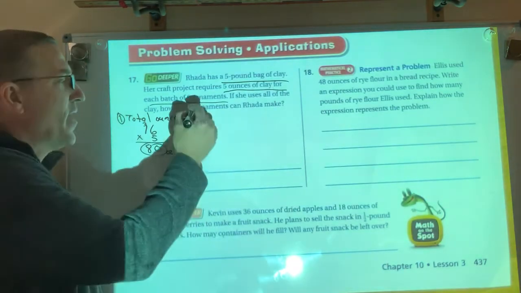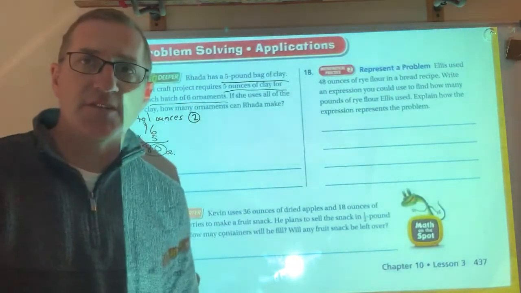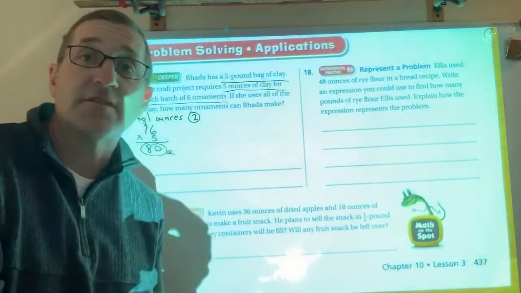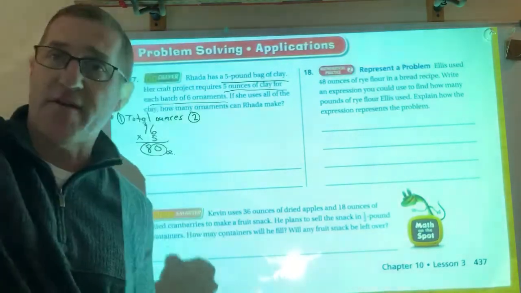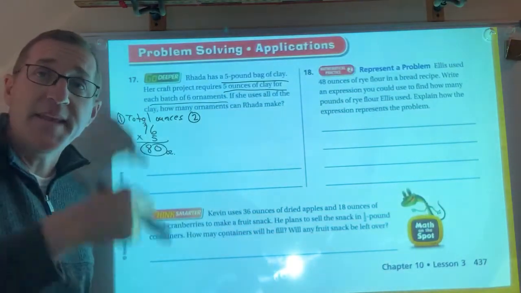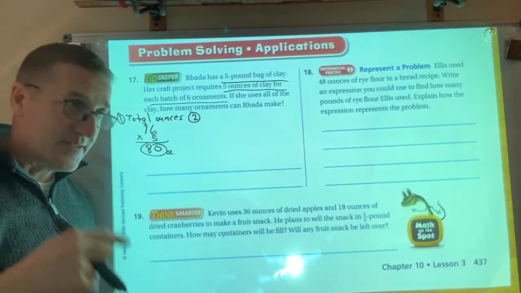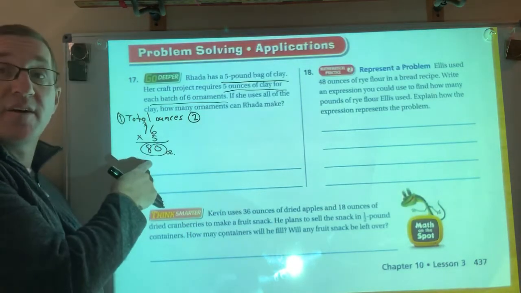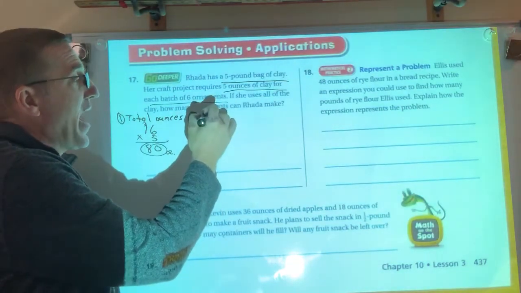Okay, so my second step is every time she's gonna do this, she's gonna take out 5 ounces and she's gonna make a batch of ornaments. Batch, 5 ounces, batch, 5 ounces, right? So she's gonna take out 5 ounces repeatedly. If I repeatedly subtract, what operation is that? It's division, right? What did we just do? We multiplied, now we're doing division, so I'm gonna find batches here.